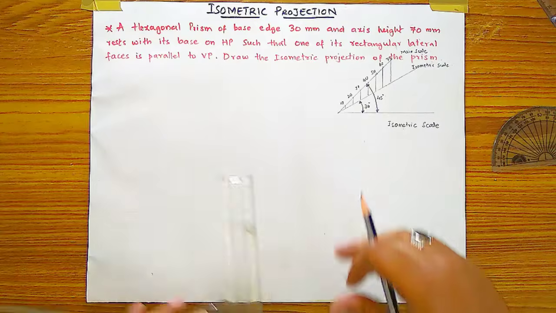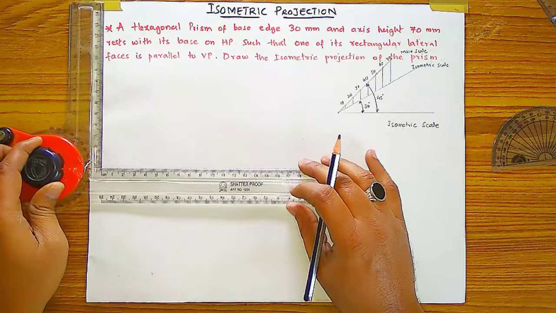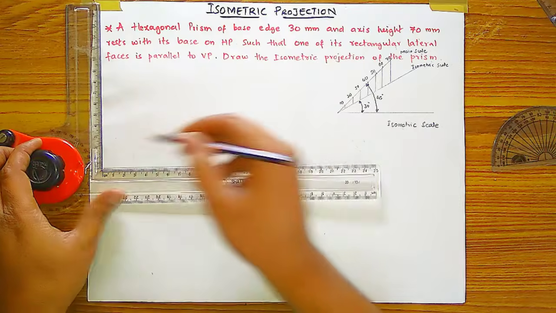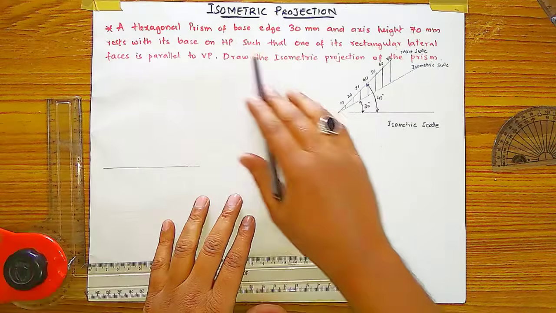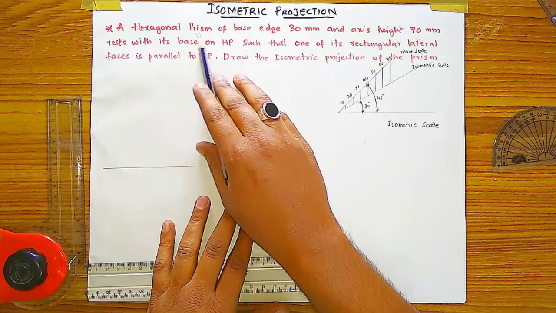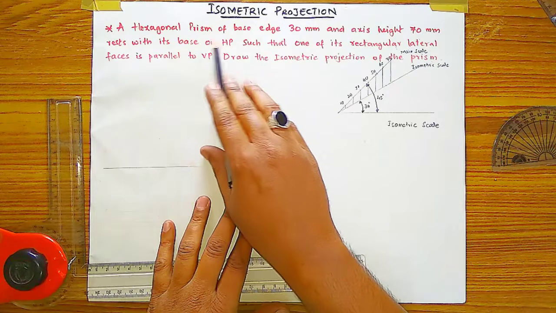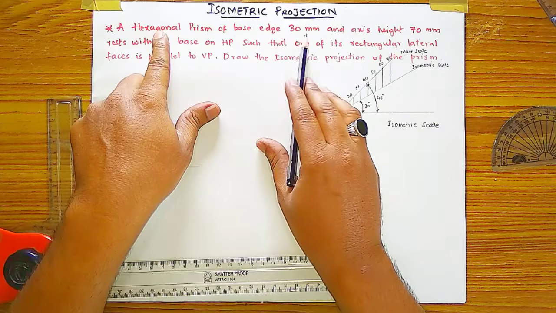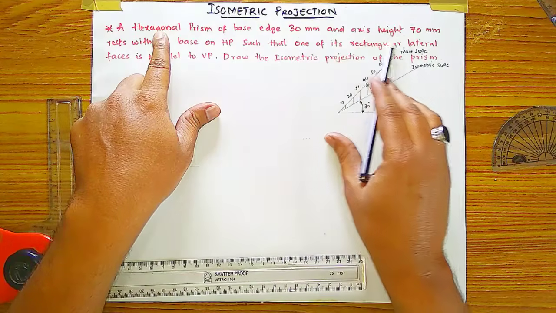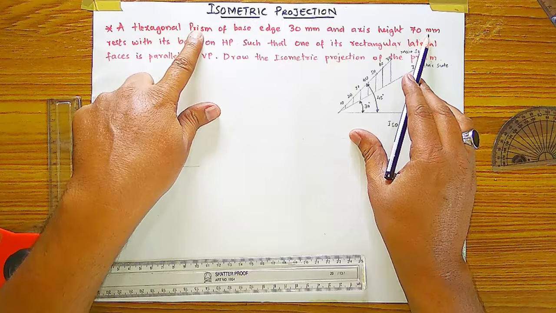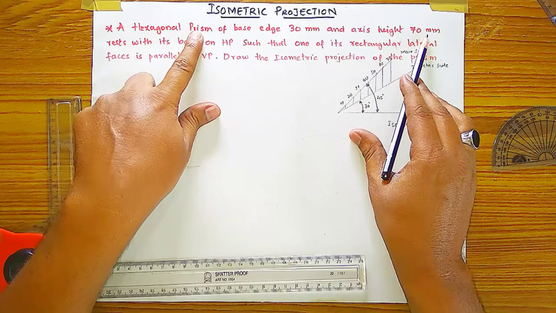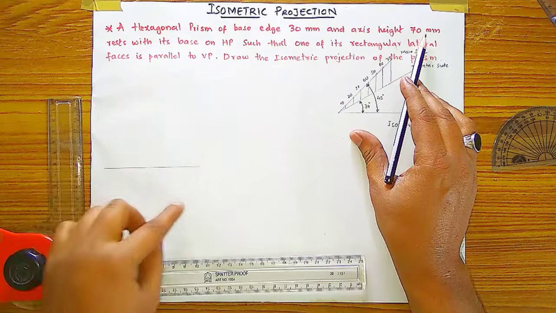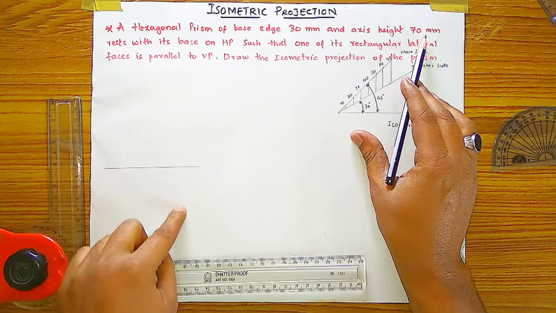and the isometric figure. Now I am drawing an orthographic figure according to the question. First you have to draw an XY line like this. Then for the hexagonal prism, base edge 30 mm means the hexagon is having 30 mm side, and axis height 70 mm means the prism is having 70 mm axis. Rests with its base on HP means your hexagon is resting on a corner.